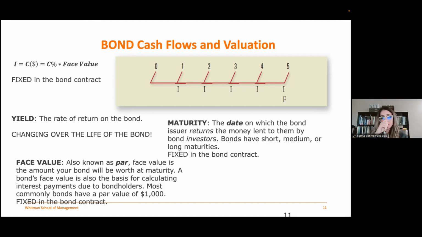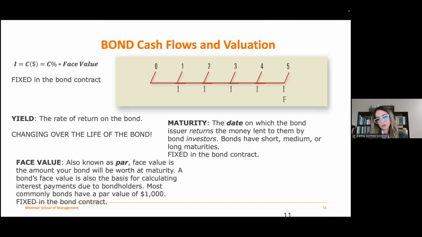Let's assume you're going to receive 100, 100, 100, 100, 100, and plus 1,000 at the end of the fifth year with a 10% interest rate, with a 10% coupon rate. That's your fixed payment. Then we have a yield.